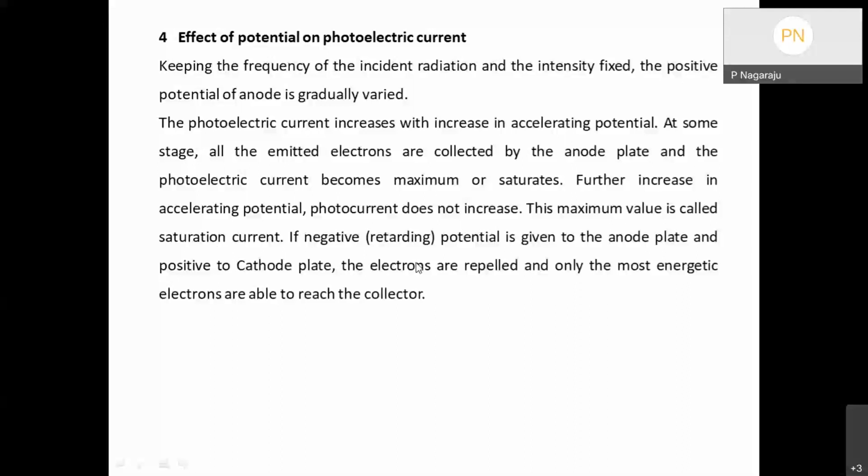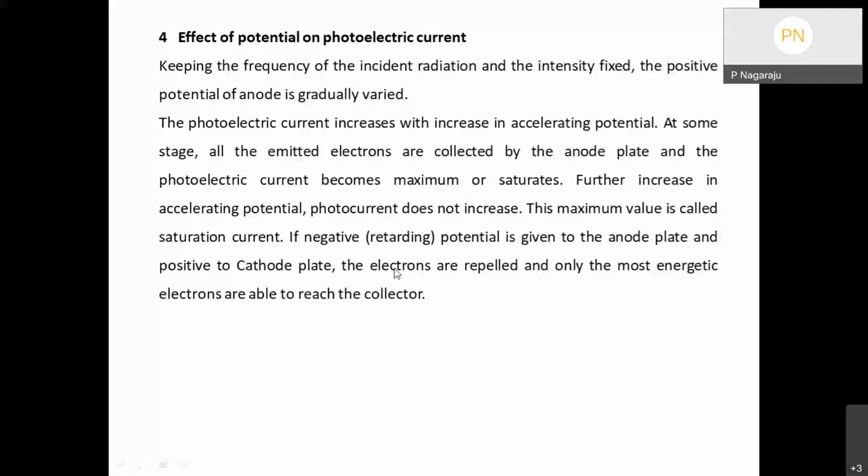On the other hand, if negative potential is given to the anode and positive to the cathode, that is, reversing the potential. With the help of the commutator, one can easily reverse the voltage. But here in my diagram, I have not used the commutator. Please try to look at the diagram where the commutator is given.